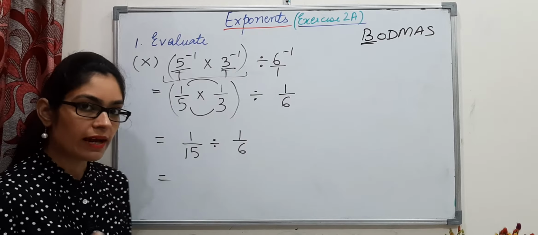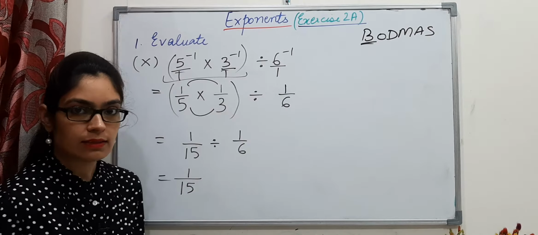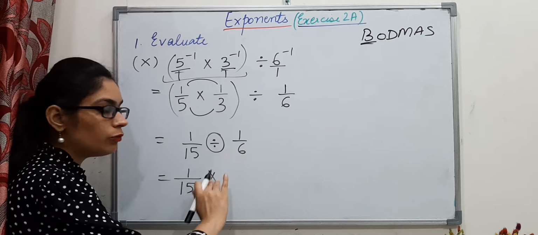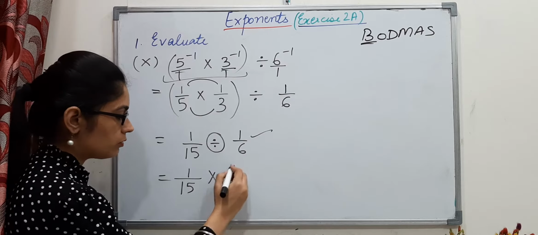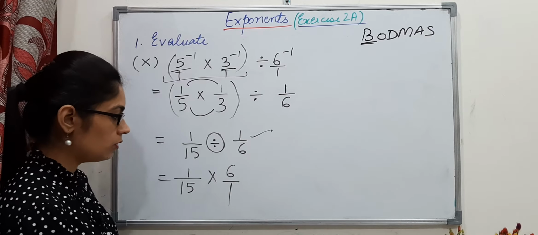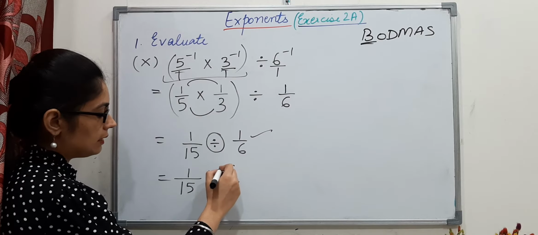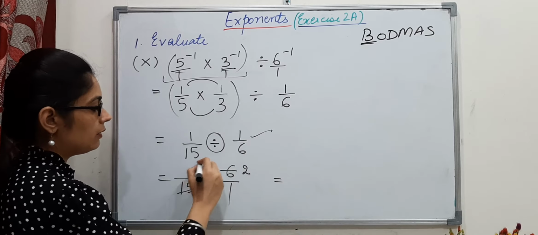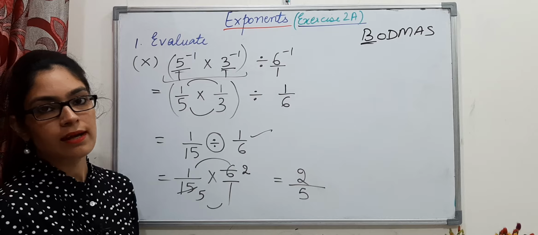When two fractions are getting divided, we write the first fraction as it is, then change the division into multiplication, and the number written after the division sign we have to take its reciprocal. So 1 by 6 will be changed to 6 by 1. Reciprocal means the numerator becomes the denominator and the denominator becomes the numerator. Now we can do any cancellation if it is possible. In 3's table, 3 into 2 is 6, 3 into 5 is 15. Now we can multiply: 2 into 1, 2, 5 into 1, 5. So 2 by 5 is the answer.